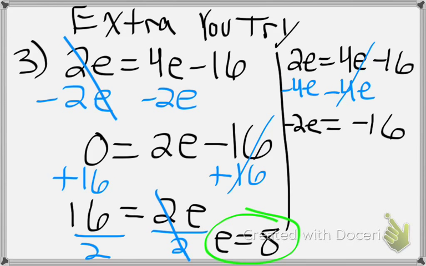And we've got the same thing on the version on the right. If you had now divided both sides by negative 2, and negative divided by negative is a positive, 16 divided by 2, well, that's 8.